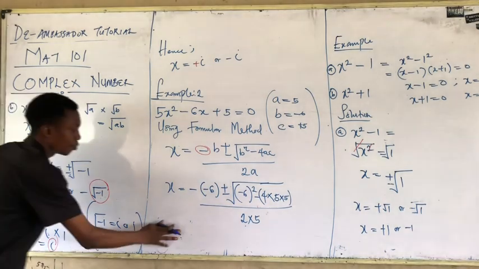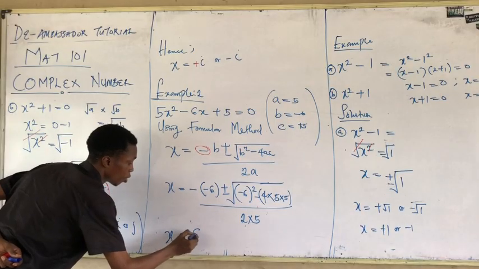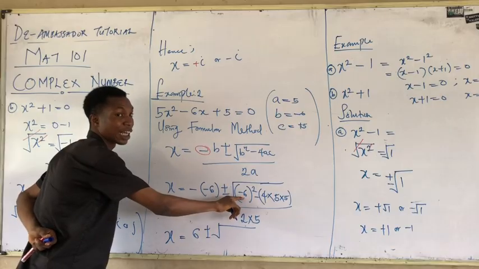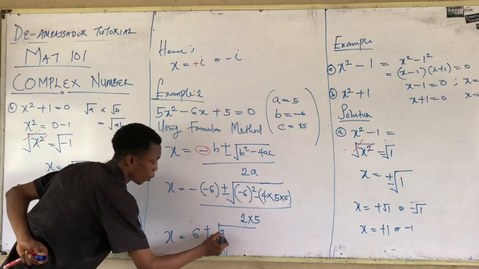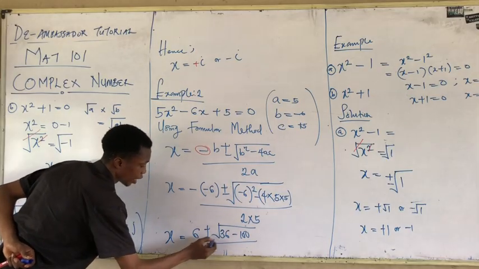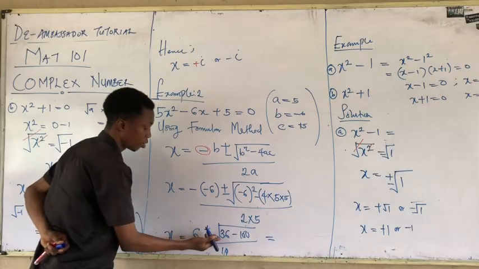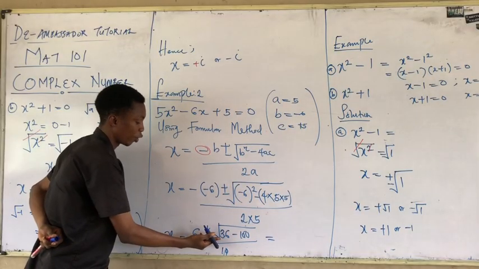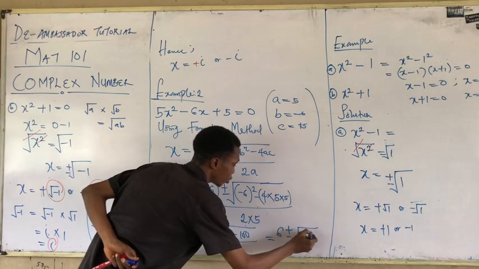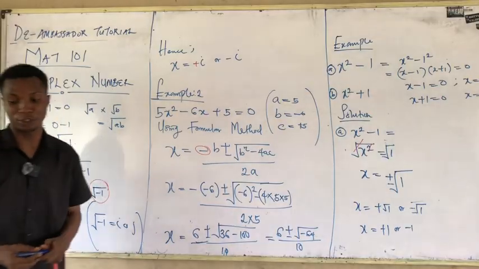So we can tell what will happen here. x equals plus 6, plus or minus the square root of 36, because minus 6 times minus 6 is plus. Plus 36 minus 100, over 10. So what will happen in the long run? Minus 64. So that means we have 6 plus or minus the square root of minus 64 over 10. Now we are at the junction.